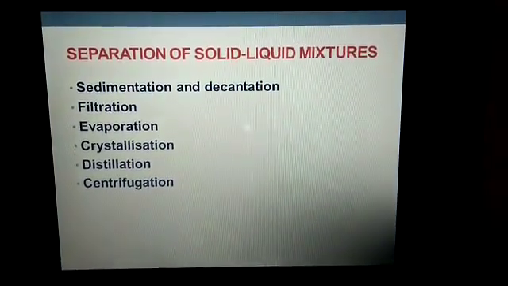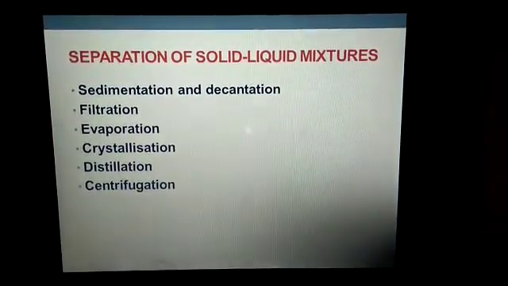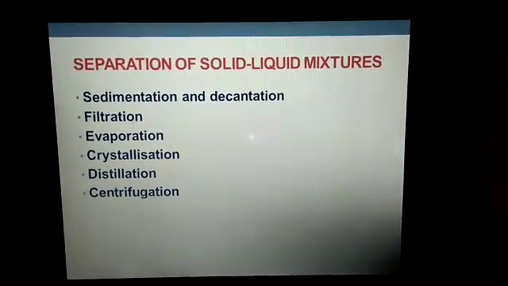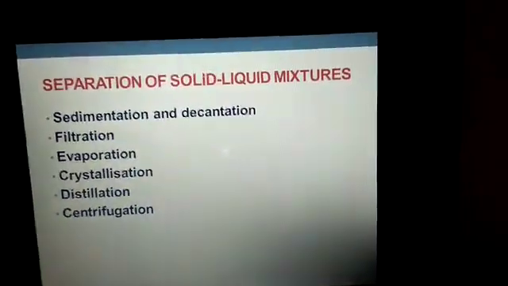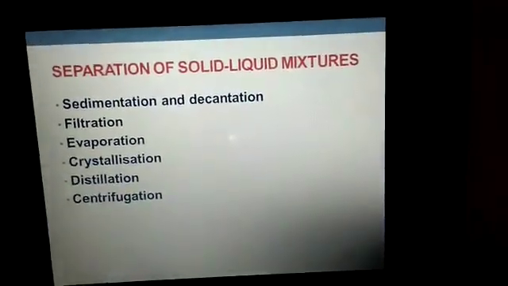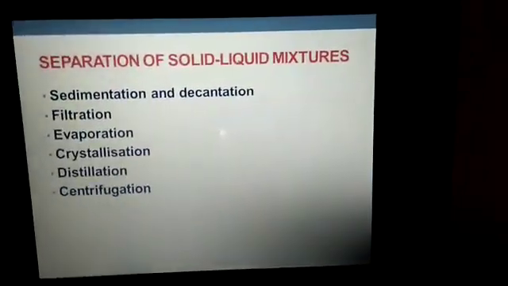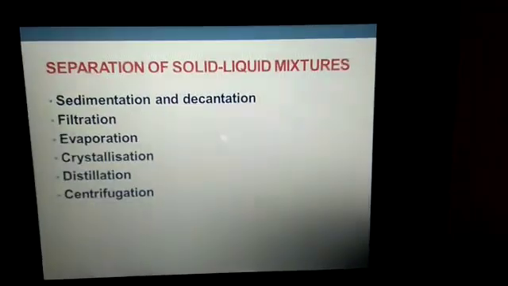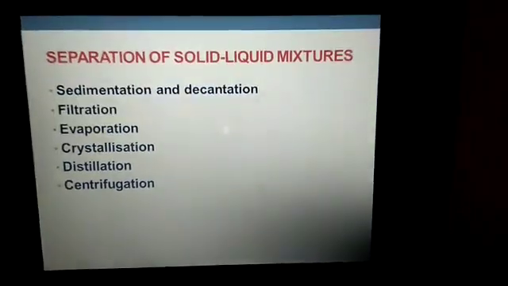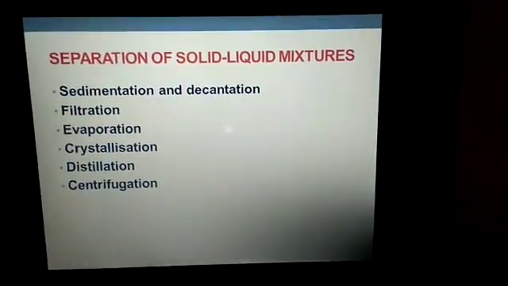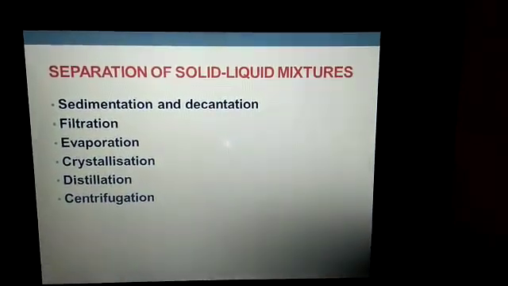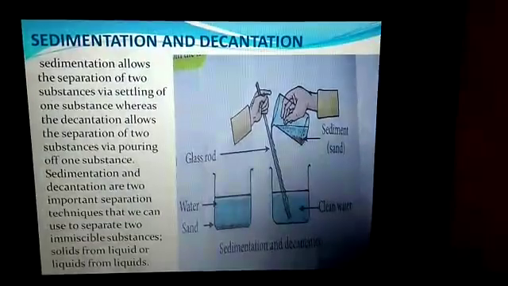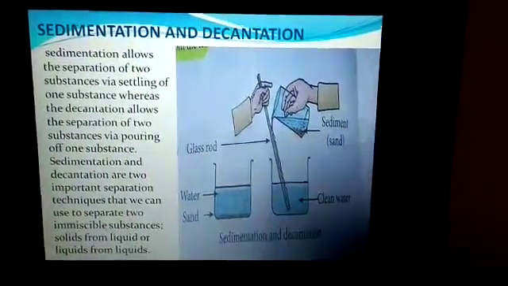For the separation of solid liquid mixtures, 6 different methods can be applied. First one, sedimentation and decantation. Second, filtration. Third, evaporation. Fourth, crystallization. Fifth, distillation. And the last one, centrifugation. So let's see the first method, that is sedimentation and decantation.